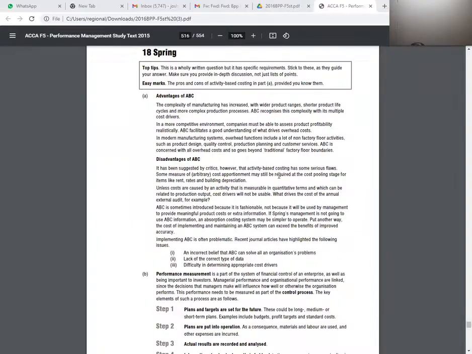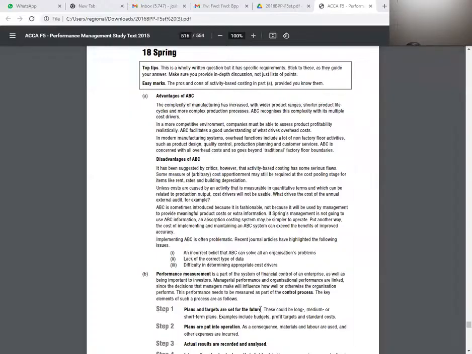critics say that ABC has some serious flaws. Some measure of cost apportionment may still be required at the cost pooling stage for items like rent, rates, and building depreciation. Unless costs are caused by an activity that is measurable in quantitative terms and which can be related to product output, cost drivers will not be usable. What drives the cost of an annual external audit, for example? This is a very good disadvantage.